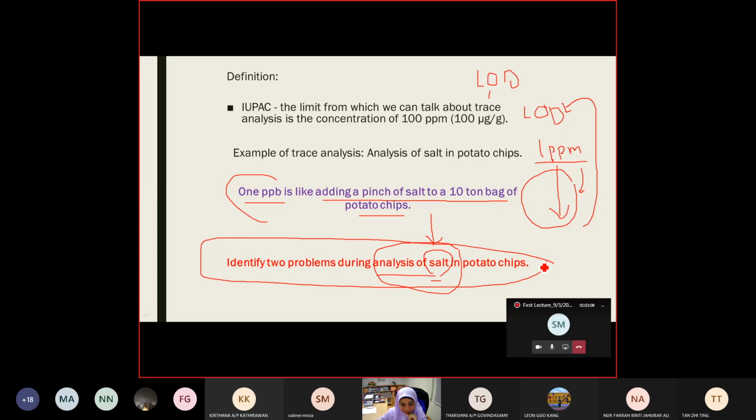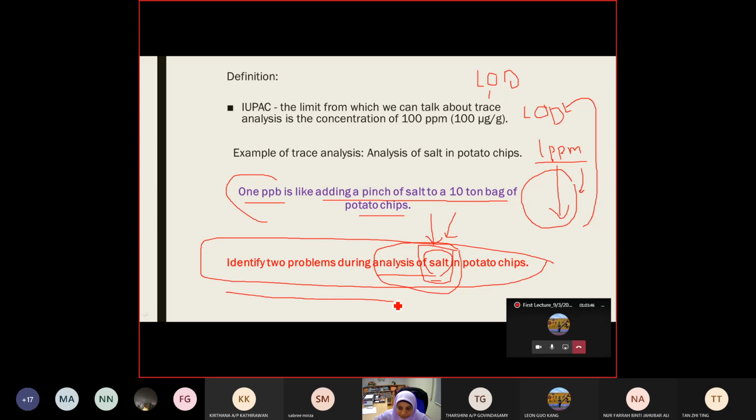Another problem, anyone can answer? There are two problems. One is because of the salts. Two is because of what? Leon, you want to answer? I think it's the choice of analyte. Yeah, because potato chips might contain a certain amount of sodium or chloride. So this is our analyte actually. As I mentioned, we already addressed one problem, the low concentration.